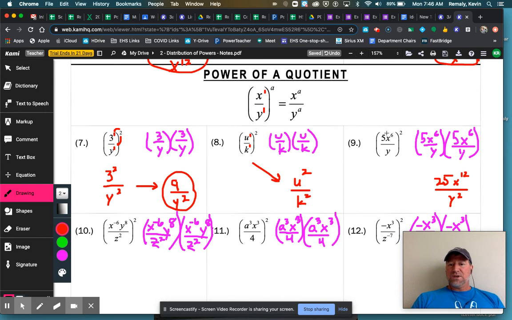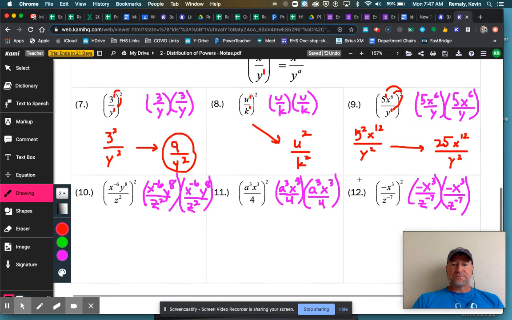The quick shortcut rule here: a lot of people forget about the 5. They forget to put the 1 out there, but we can't forget that the 5 is also being multiplied to itself 2 times. All right, so when we distribute all together, we end up getting 5 squared. We get the x, 6 times 2 gives us x to the 12th. And then y to the 1 times 2 gives us y squared. And that simplifies to what we had earlier.